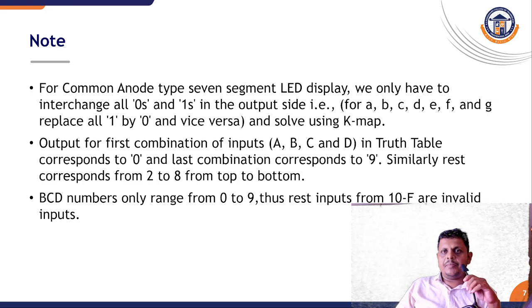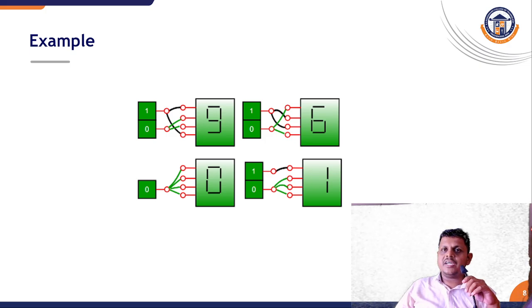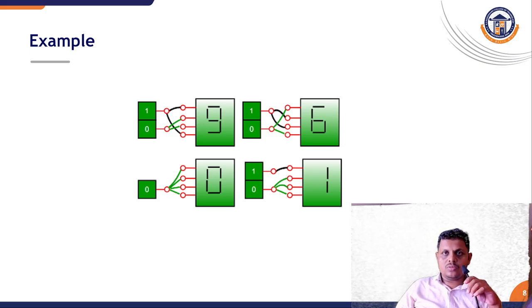In the truth table, the first combination of the input ABCD corresponds to 0, and the last combination corresponds to 9. Similarly, the rest correspond to 1 to 8 from top to bottom, and BCD numbers only range from 0 to 9. The remaining 10 to 15 are invalid inputs. So this is the example for applying 1 and 0, a 4 input, the 4 inputs ABCD.